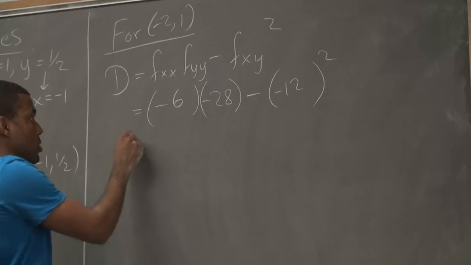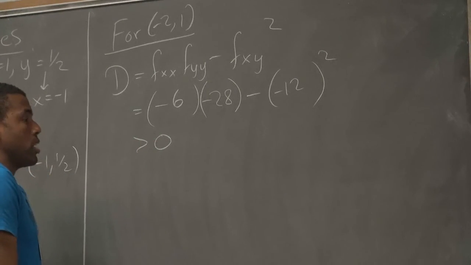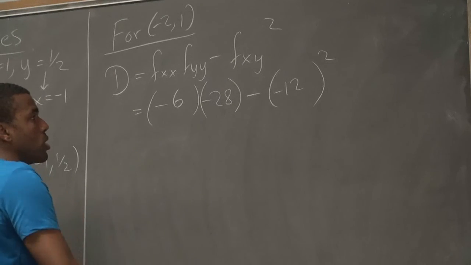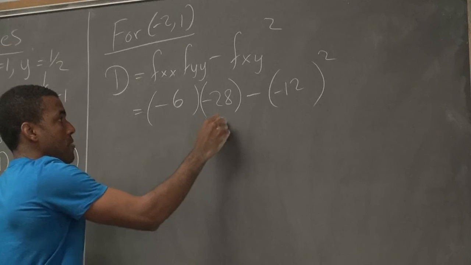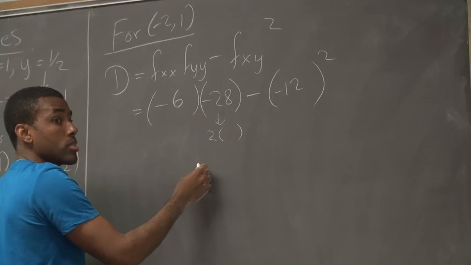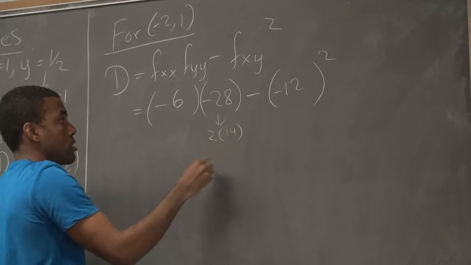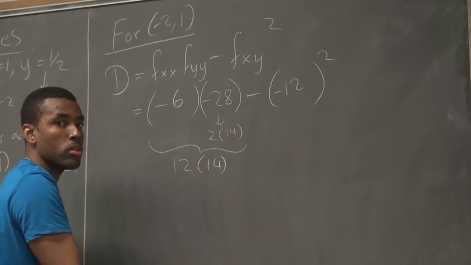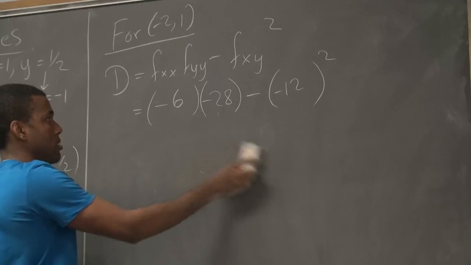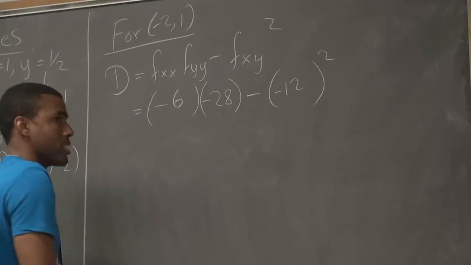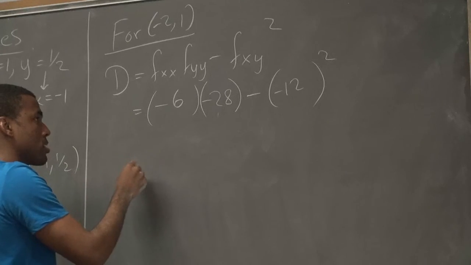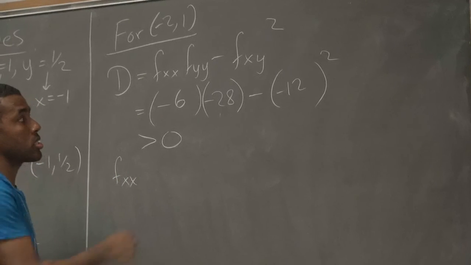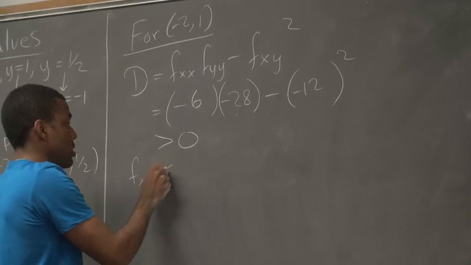6 times 28, greater than 0. How do I know? 28 is 2 times what? 2 times 14, right? So this guy is actually 12 times 14. This guy's 12 times 12. And you can sort of factor it. You don't have to multiply 6 by 28. You just refactor things and you see. So this is greater than 0. Also fxx, we already found it here, that's less than 0.